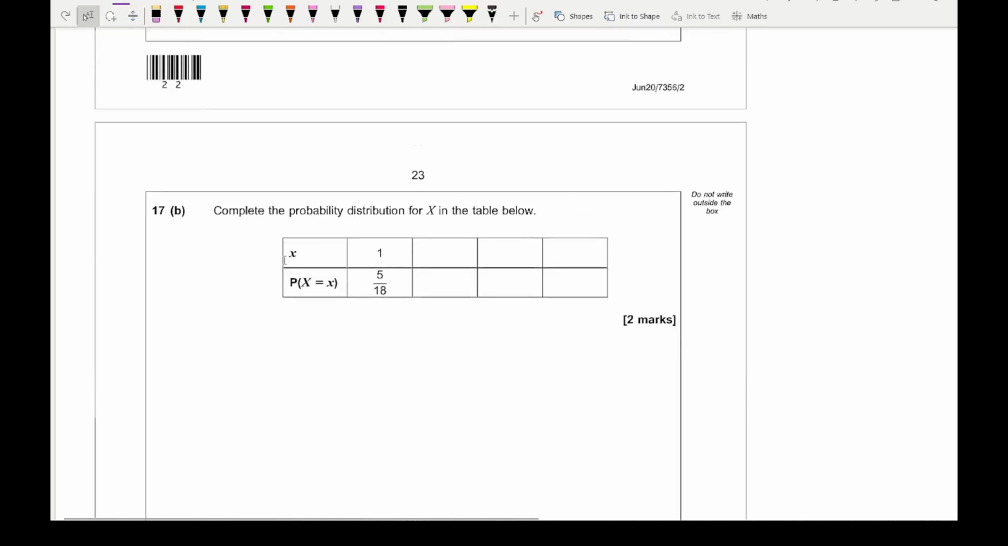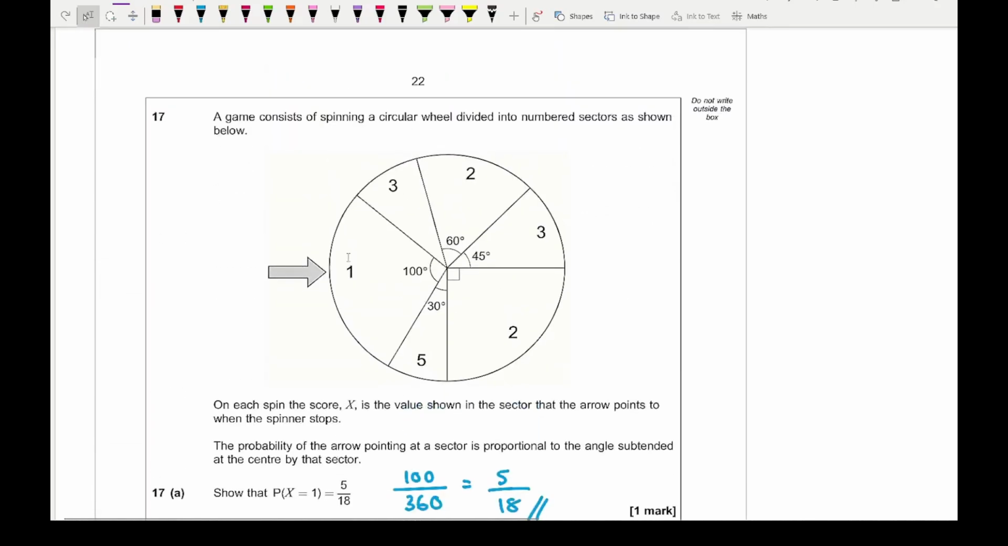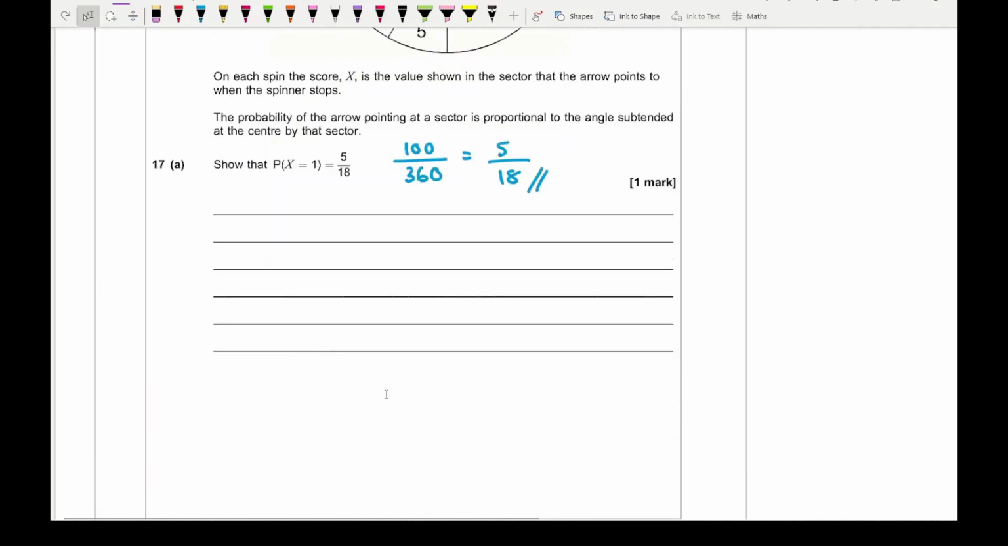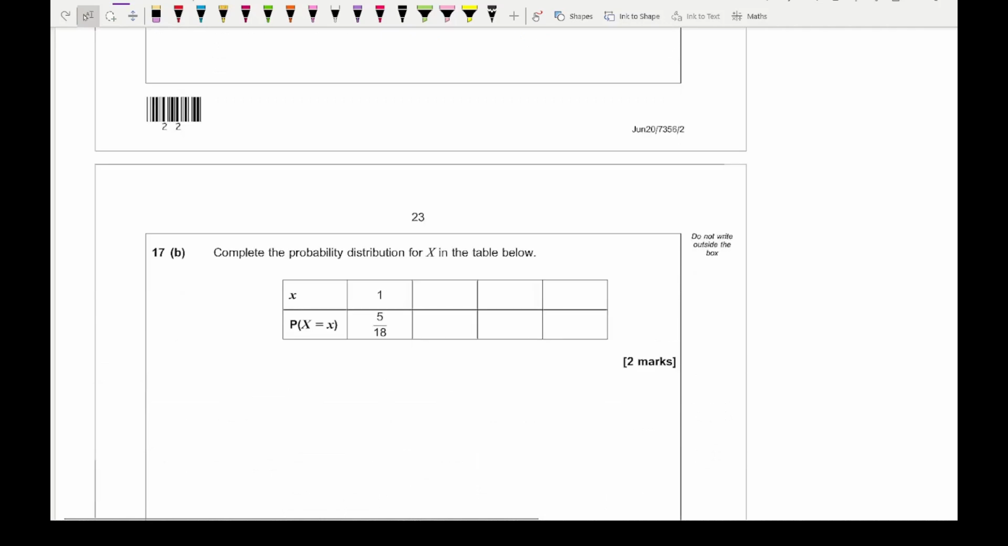So for x, we just got to look at the numbers that we can get. So the numbers are 1, 2, 3 and 5. So just need to write 2, 3 and 5. And the next thing we then need to do is use the angles and proportion to work out what those probabilities are going to be.